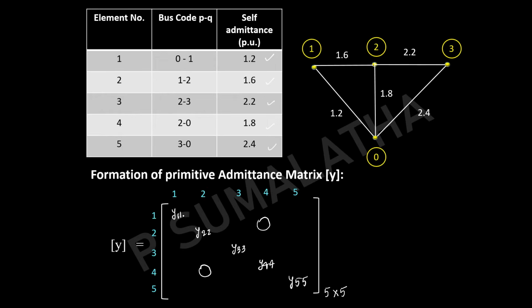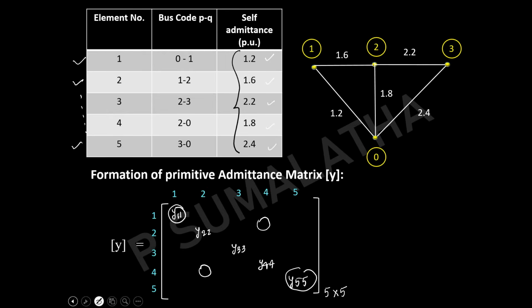So y11 means the self admittance of the first transmission line. y22 means the self admittance of the second transmission line, and y55 means the self admittance of the fifth transmission line. What we need to do is arrange these admittance values diagonally according to the element-wise order.